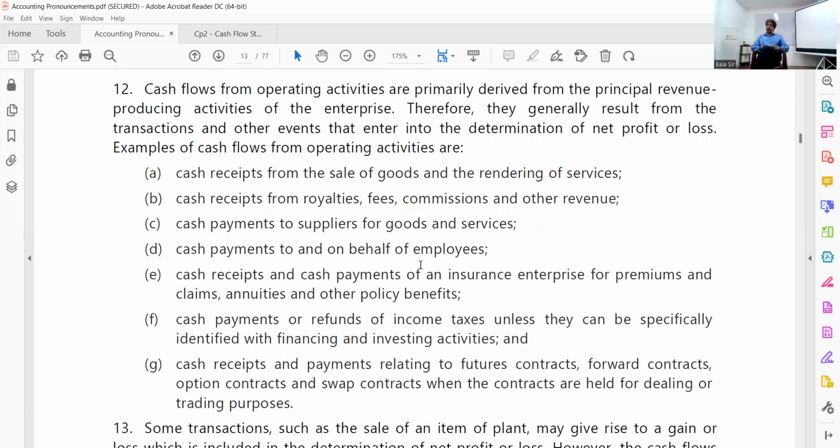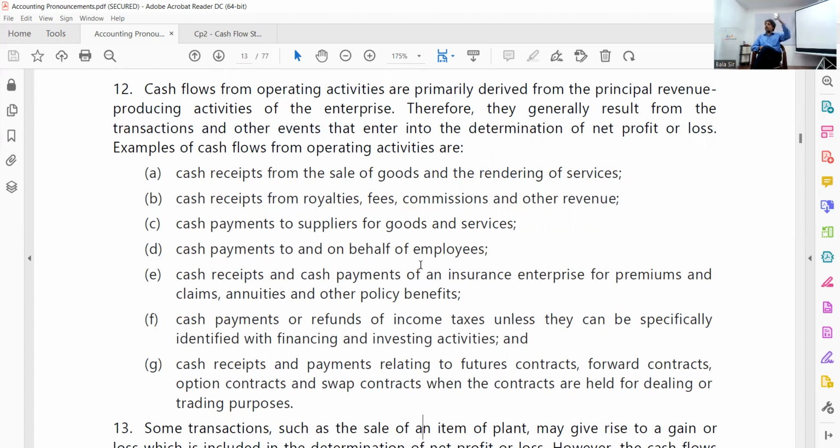Next, E. Cash receipts and cash payments of an insurance enterprise. Let's not get into that. You saw some of the examples. And people ask, where are the overheads out here? What is given payment to? Suppliers of goods and services.